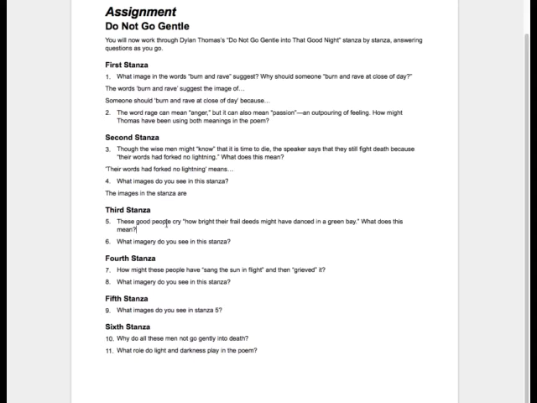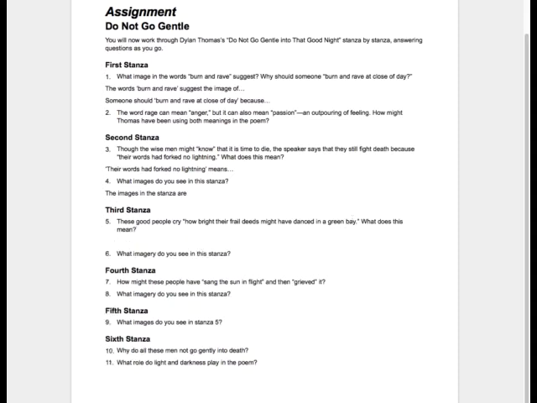So these good people cry how bright their frail deeds might have danced in a green bay. What does this mean? And again, you don't want to say this means. You want to actually spell it out. So how bright their frail deeds might have danced in a green bay means. And then tell me what you think that is.